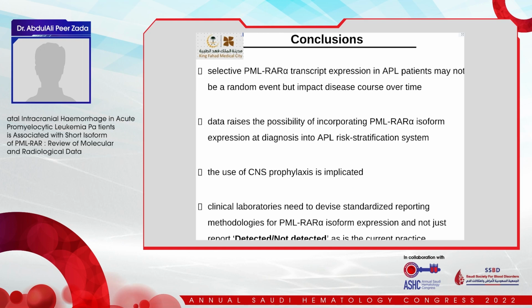Next, please. So in conclusion, selective PML-RARA transcript expression in APL patients may not be a random event, but may impact disease course over time. This data raises the possibility of incorporating PML-RARA isoform expression at diagnosis into the APL risk stratification system. This is very important, I think. And the use of CNS prophylaxis is implicated. Clinical laboratories need to devise standardized reporting methodologies for PML-RARA isoform expression, and not just report detected and not detected, as is the current practice.